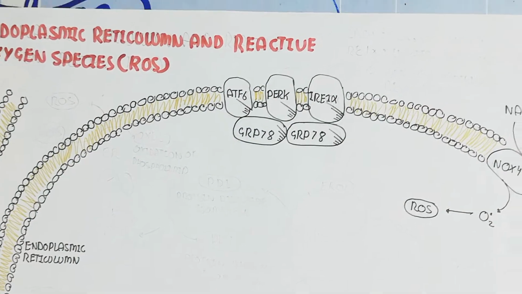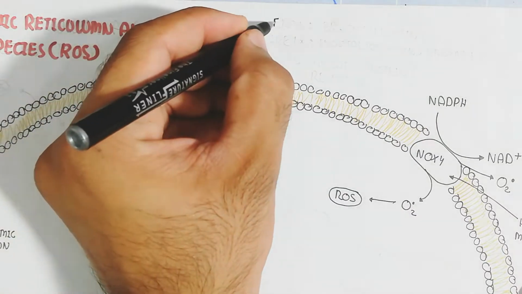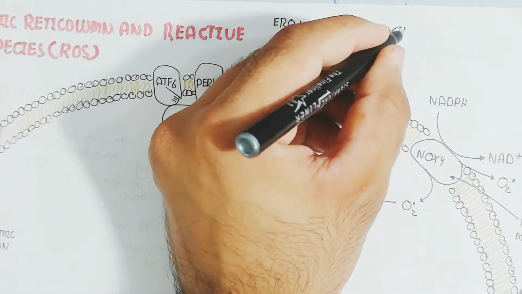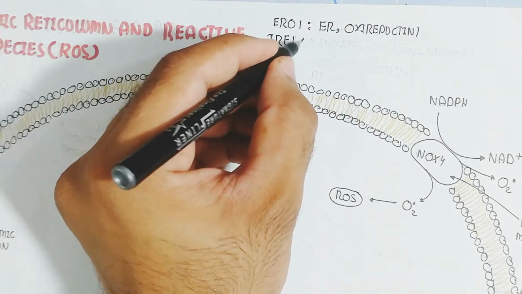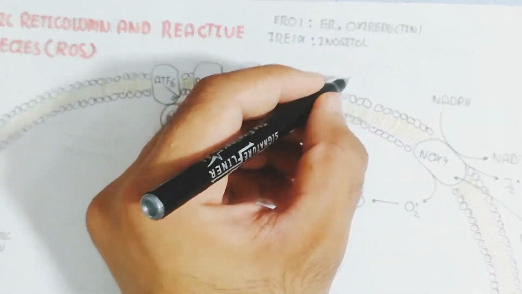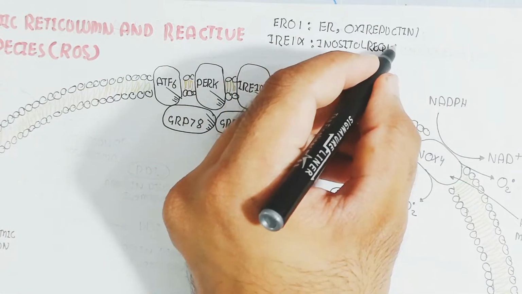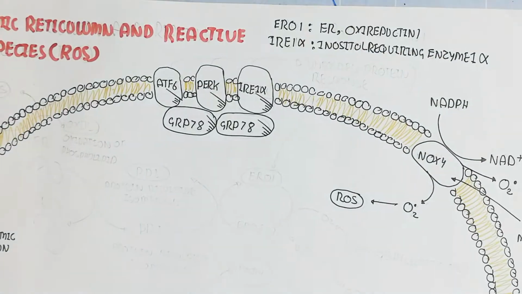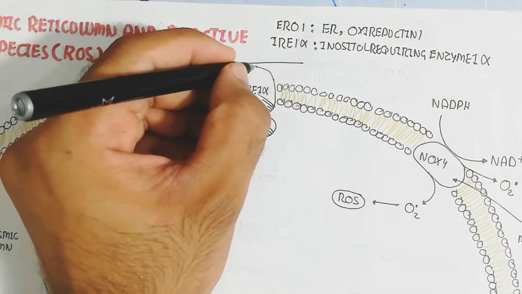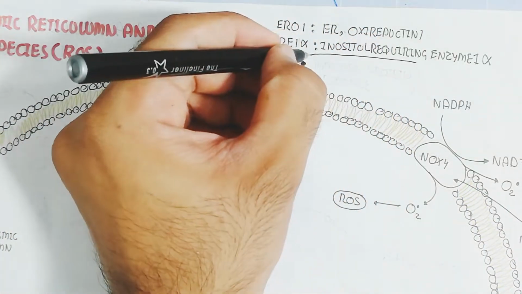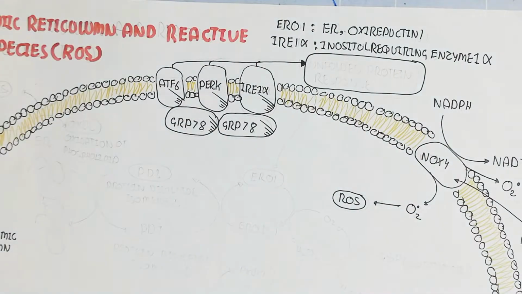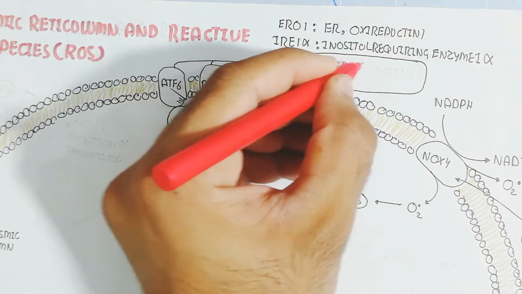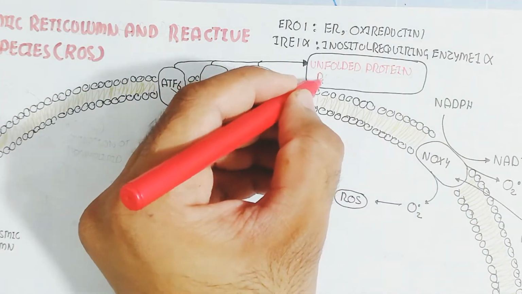So in this way you can understand this is the GRP78 protein, while here is ERO1, meaning endoplasmic reticulum oxidoreductin. Oxidoreductin means both oxidation and reduction occur with this protein. For example, IRE1 alpha stands for inositol requiring enzyme 1 alpha. So this trimeric protein will be triggered due to an unfolded protein response.